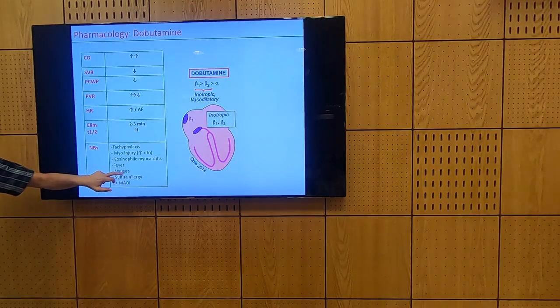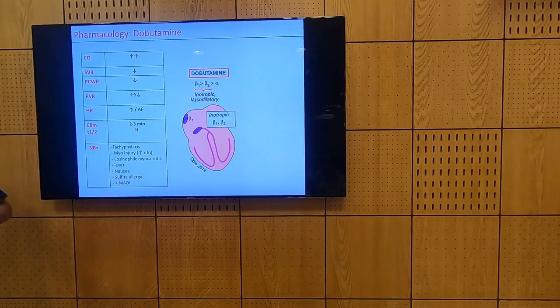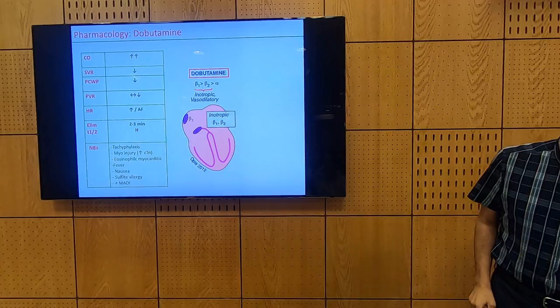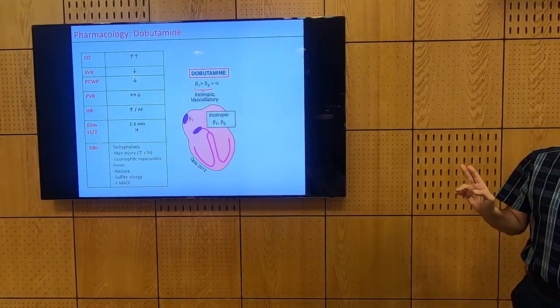Also nausea. This is a common but forgotten complication in patients on the vitamin. And of course the use of monoamine oxidase inhibitors. Any question?